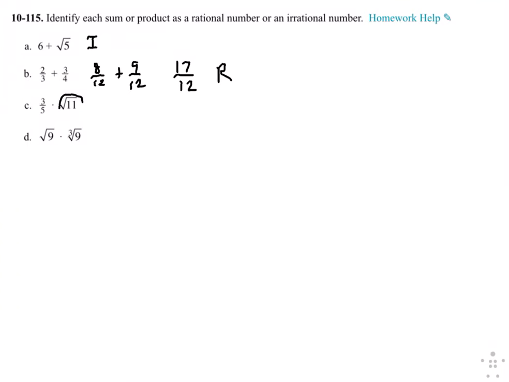The next one, again, this is not a perfect square, so it is irrational, right?